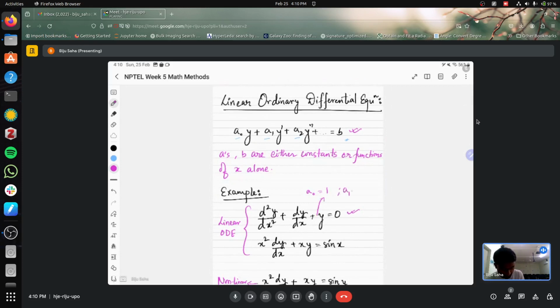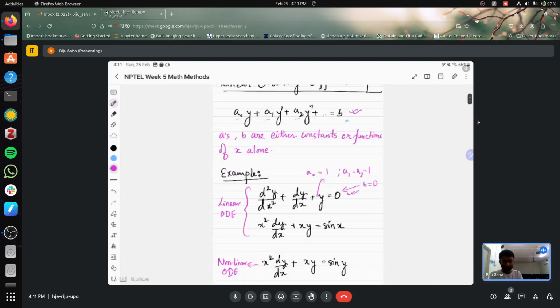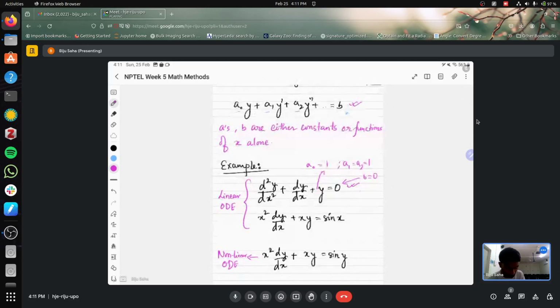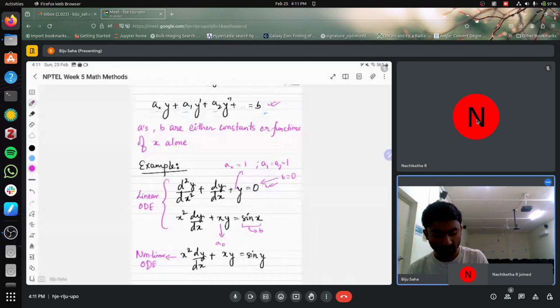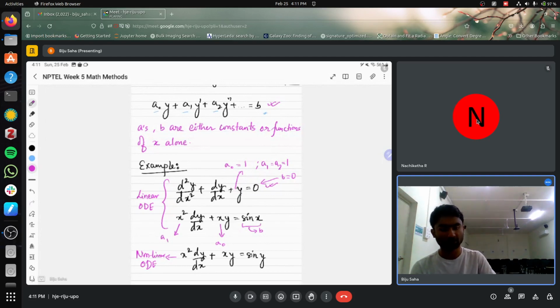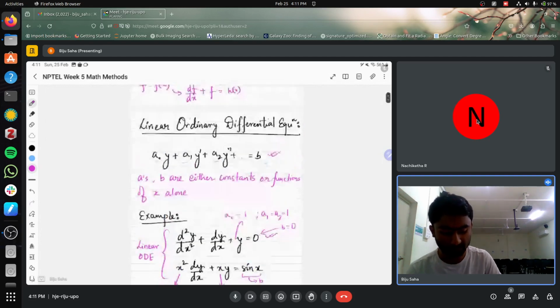Similarly, my a1 and a2 are all 1, and also my b is equal to 0. So we see that the coefficients are constant, so that would imply that it is a linear ordinary differential equation. Similarly, in the next question, this is my b, this is my a0, and this is my a1. So let me repeat this particular section.